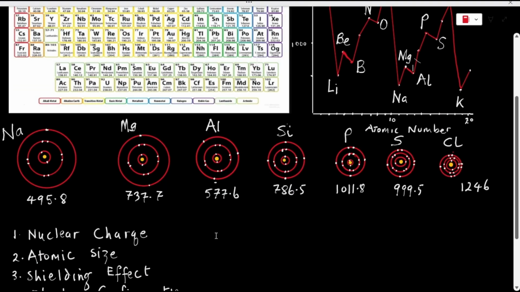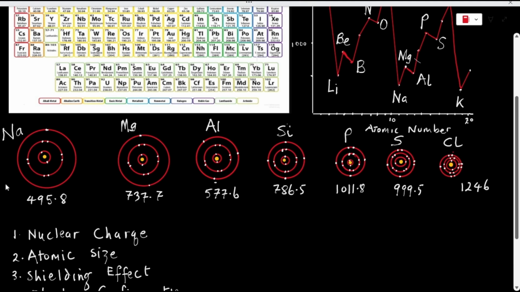Now, let's consider period 3 for our exercise, from sodium to chlorine. The ionization energy of sodium is 495.8 kilojoules per mole, as against that of chlorine, which is 1246. So you can see that if you move across the periodic table from sodium to chlorine, there is an increase in their ionization energy figures. But we would like to know what is causing that.